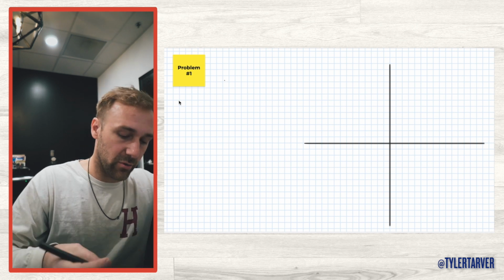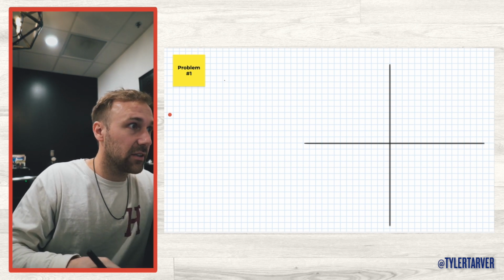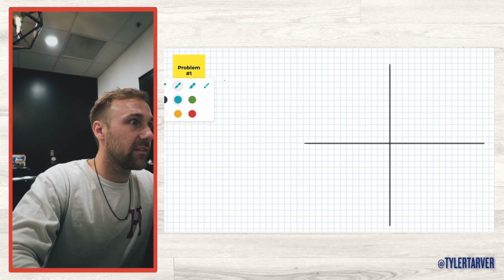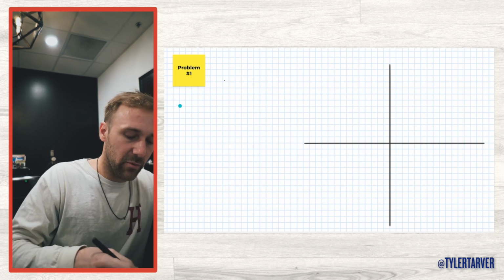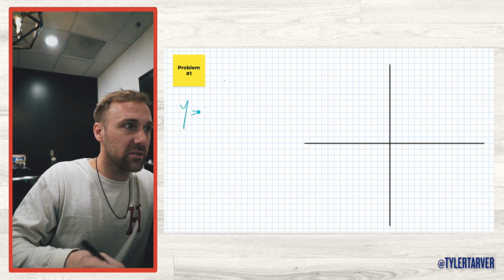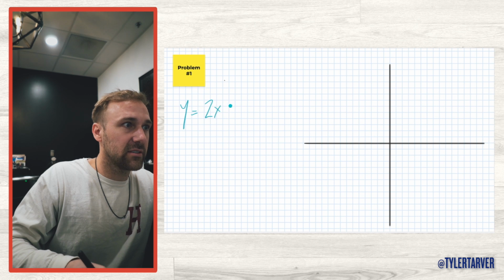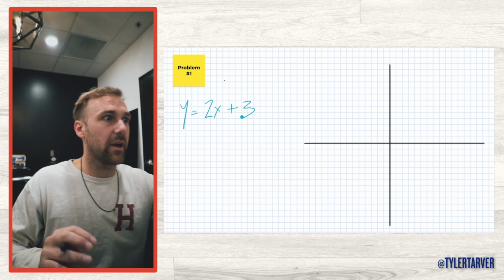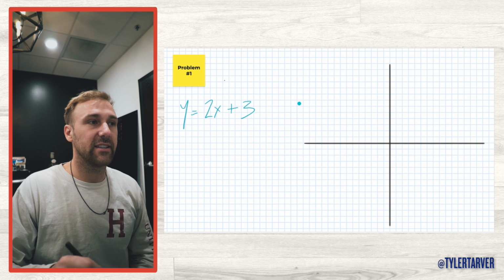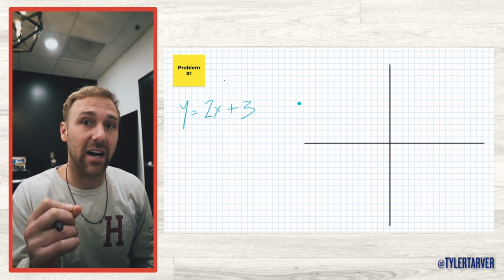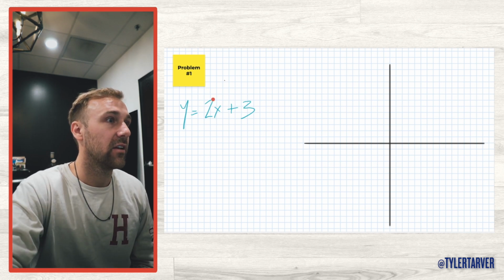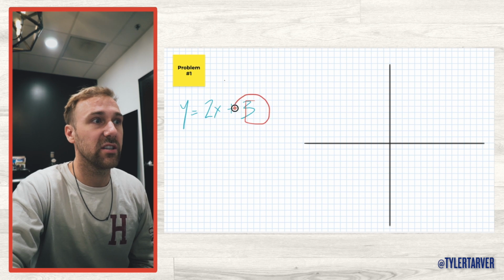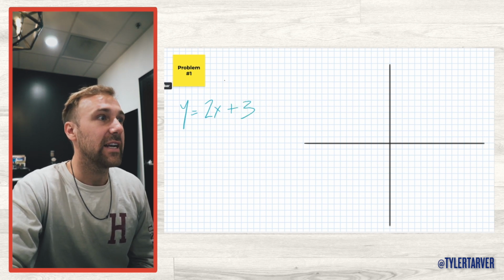Let's say we want to do y equals 2x plus 3, okay? So I am going to plot this. Now, the first thing you need to do is identify what the parts of this are. What does this 2 represent? What does this 3 represent, okay? Now, in case you have forgotten, let me show you.